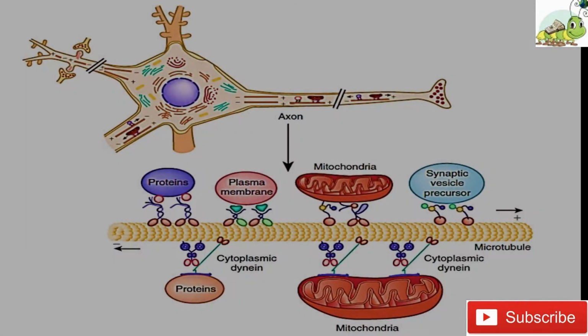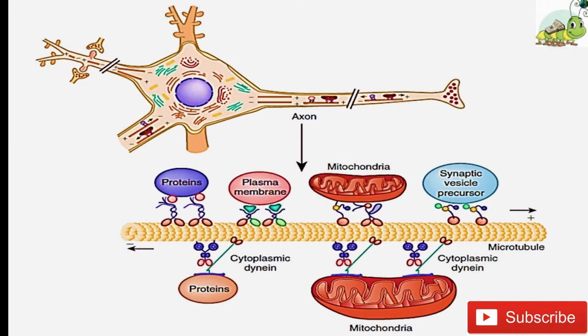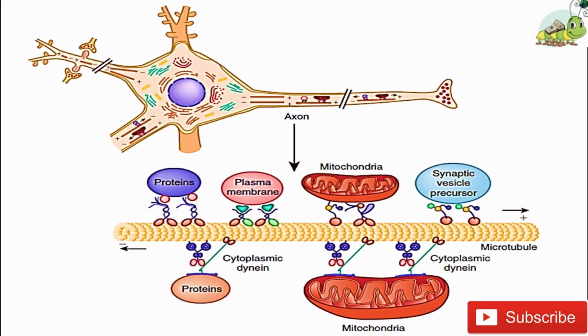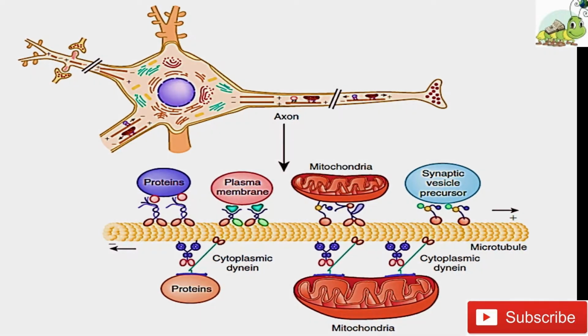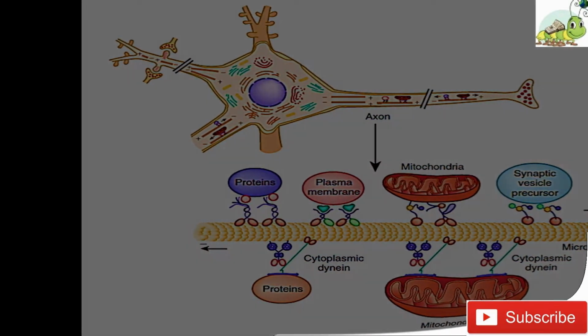Axon terminals. The axon terminal is the most distal part of the axon. It is from here that the neuron sends chemical signals to other cells, usually via neurotransmitter release. To facilitate the secretion of neurotransmitters, the axon terminal contains a large number of mitochondria.